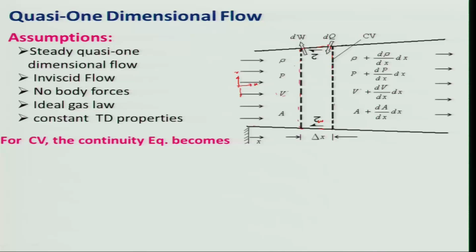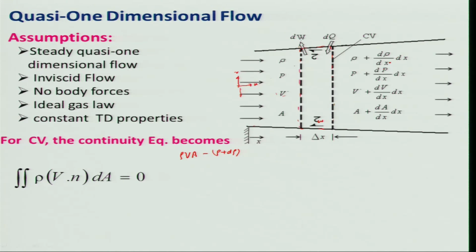Let us now consider the continuity equation for this control volume. For a steady flow, there won't be any unsteady term. So, that became the integral of rho V n dA equal to 0. If we look at this point, because this is the inlet to the control volume and the flow is going out of this control volume, it will be rho V A minus (rho plus d rho) at the exit of your control volume.